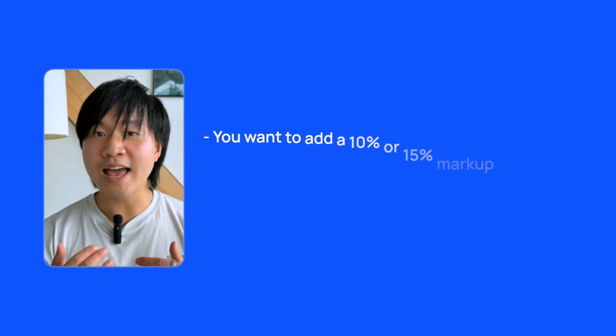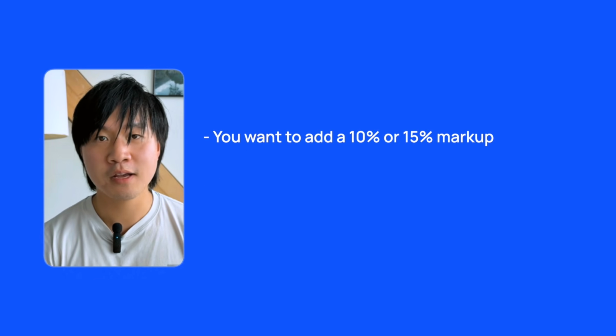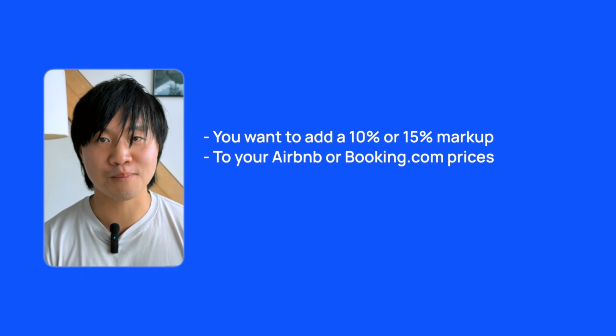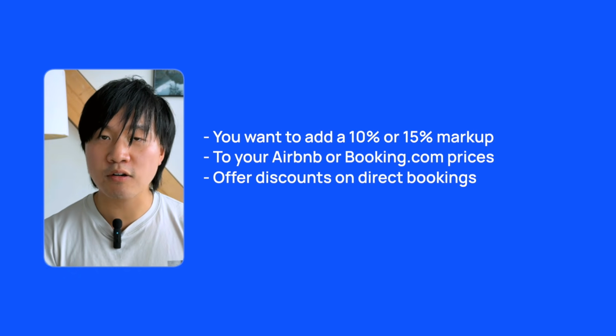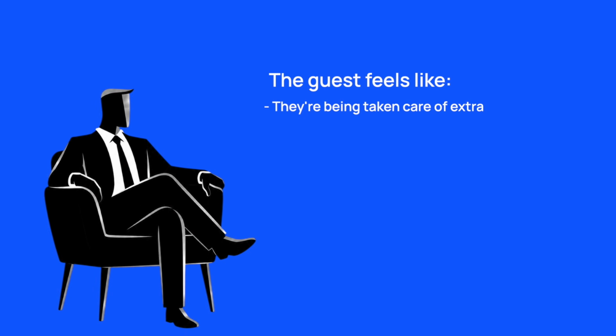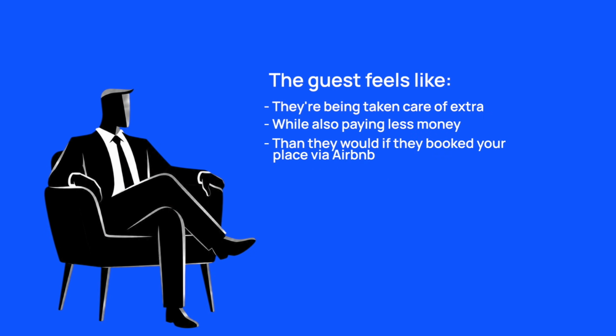This means that you never want to charge the same nightly rate across all of your platforms. You want to add a 10 or 15% markup to your Airbnb or Booking.com prices so that you can offer a discount on your direct booking website. It only makes sense because that 10 to 15% markup will cover your commission fees on Airbnb, and you can also offer upsell baskets and other amenities that you wouldn't usually get through Airbnb. This way, the guest feels like they're being taken care of extra while also paying less money than they would if they booked your place via Airbnb.